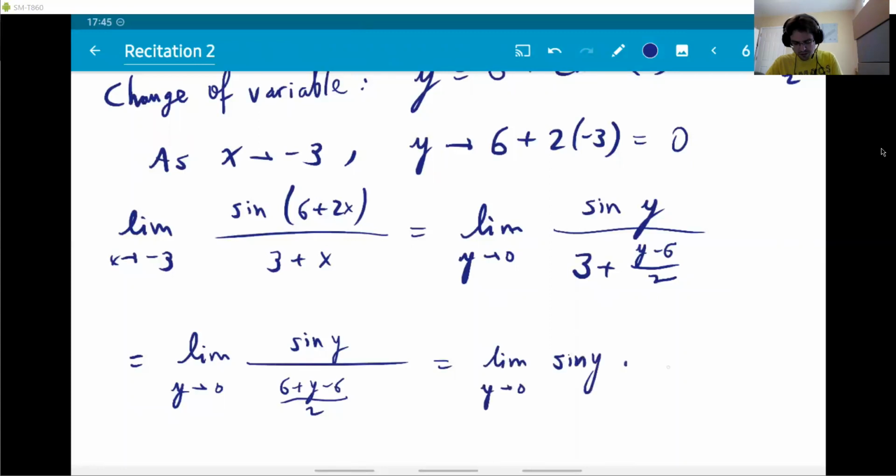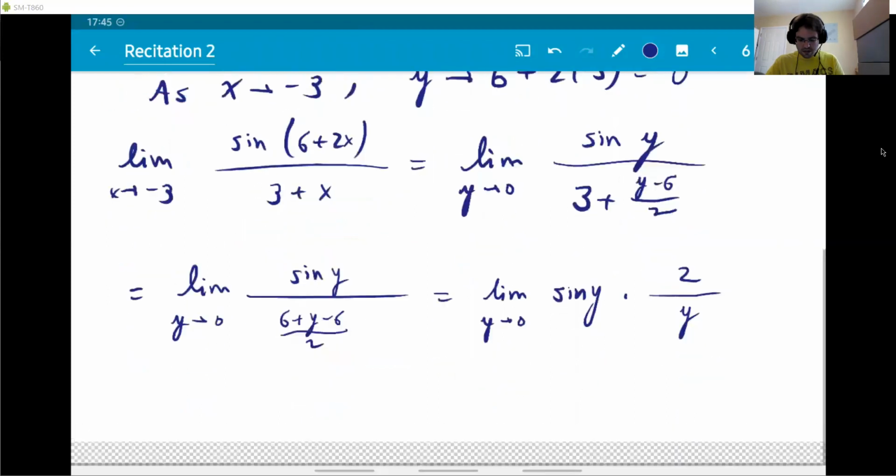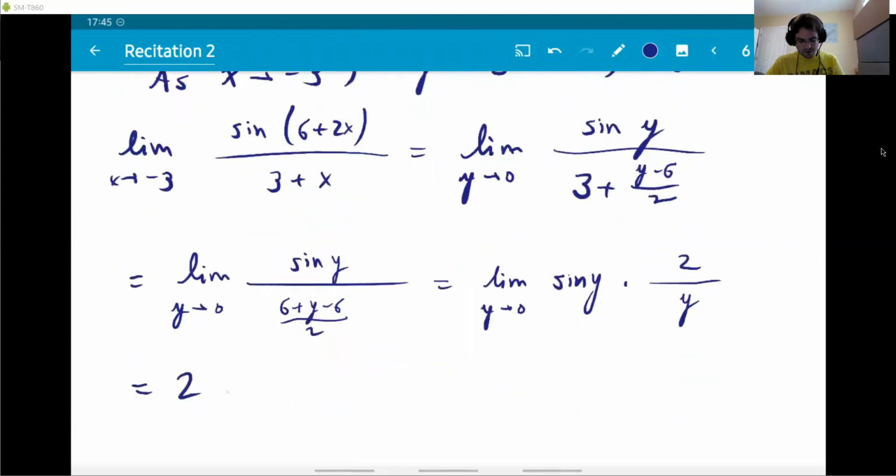So I'm going to multiply by the reciprocal of this fraction. There's a 2 upstairs, and then 6 minus 6 is 0. Just a y is left. So as I said, the expression was y over 2. And what we do with this limit, the 2 can go outside. What you have left is sine of y over y. As y goes to 0, this is the fundamental limit with the sine. It is equal to 1. And the 2 makes it a 2.